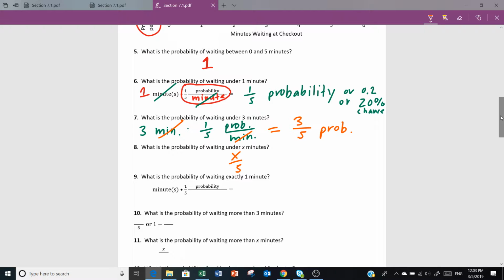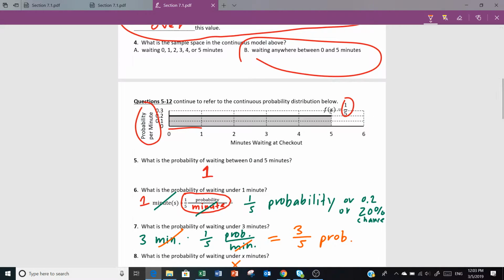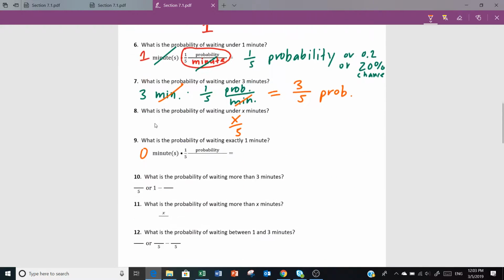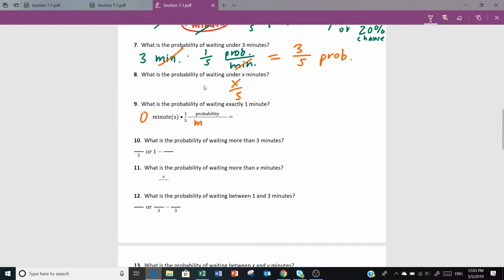Okay. What about the probability of waiting exactly 1 minute? How many minutes pass between 1 minute and 1 minute? 0. So this becomes 0 minutes being multiplied by this function here, which is probability per minute. Again, it's 1/5 probability per minute. And then the minutes cancel. And then we end up with, what's 0 times anything? 0. So the probability is 0.